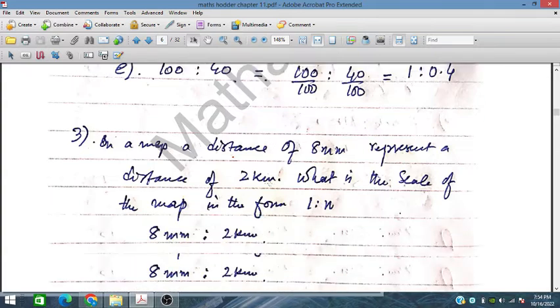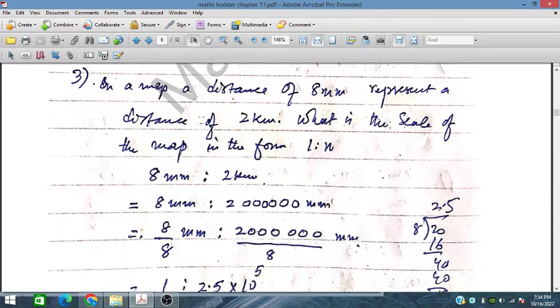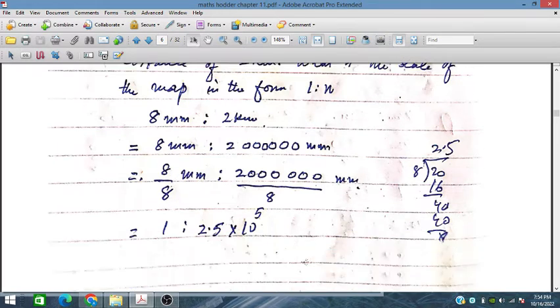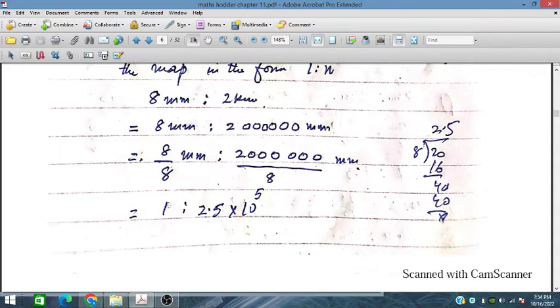Similarly, on a map, a distance of 8 mm represents a distance of 2 km. We have a scale of 8 mm equals 2 km. What is the scale of the map in the form 1 to n? So 8 mm is equal to 2,000,000 mm. Dividing by 8, we get 2.5 times 10 to the power 5 mm. So 1 to this ratio.